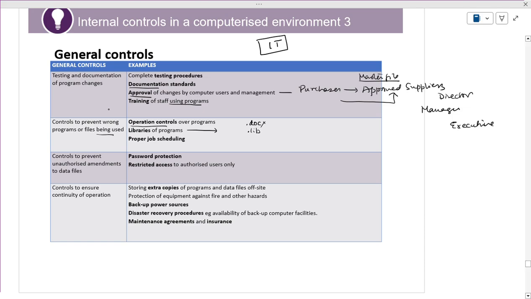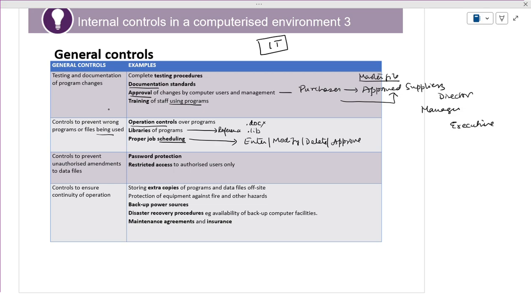Library means the source of what you are doing. These files cannot be accessed. You have the source of the files, and they are used for reference by IT people only, not for us. Proper job scheduling: who is going to which module? Somebody will enter, and he has the access only to enter the data. Somebody is there to modify, somebody to delete, somebody to approve. Everyone will have restricted access. These are the things you should understand whenever you are doing the audit.